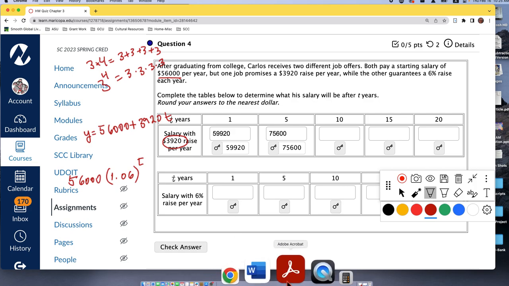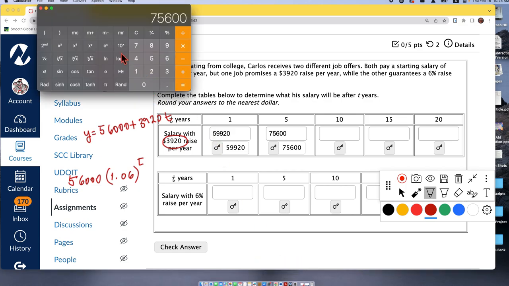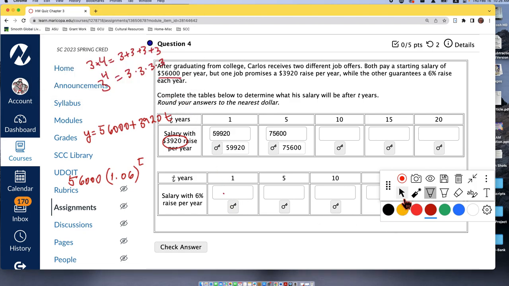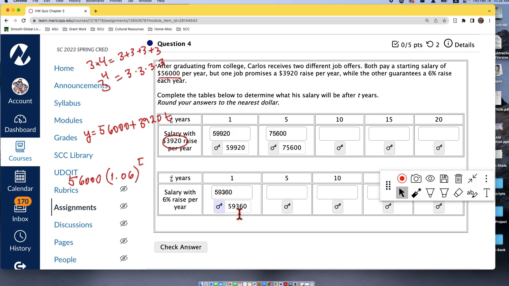So I'll just use a basic calculator. So this time we're taking 56,000 times 1.06. Now, had we multiplied just by 0.06, we would get the amount of the raise. But this time, 59,360. So we see it's actually a little bit less. He's making just a little bit less than he did if they were to give the amount change.